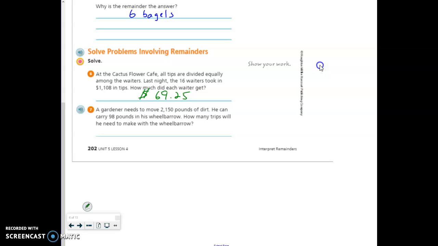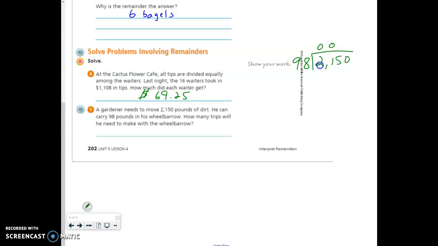This is like having that table. I'm not going to leave the extra dirt behind. I need to make an extra trip. So in this case, I'm going to round up. So as I go through my long division process here of 2,150 divided by 98, okay, I'm going to go into this assuming that whatever my answer is with the remainder, I'm going to round up to one more whole number. So 98 doesn't go into 2, 98 can't go into 21, so I'm going 98 into 215.